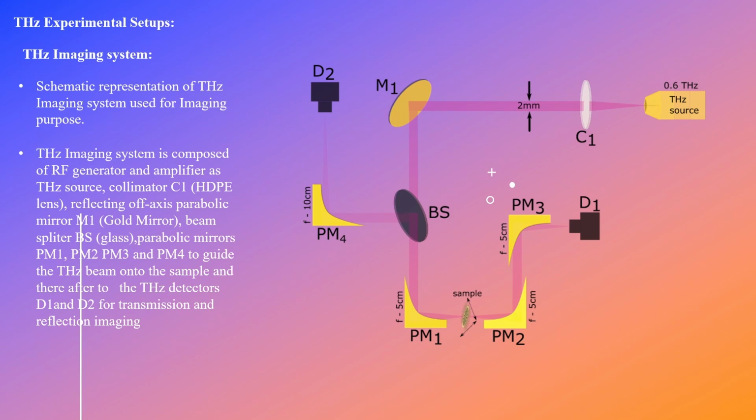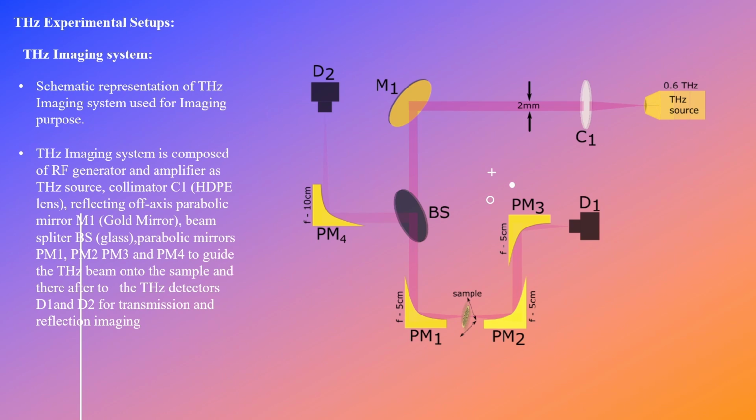Now let's see some of the terahertz experimental setups that we use in our laboratory. The first one is the terahertz imaging system. What you see here is the schematic representation of it, where the terahertz imaging system is composed of an RF generator and amplifier as a terahertz source, which emits 0.6 terahertz and also 0.3 terahertz. The beam is passed through a collimating lens, some gold mirrors, a beam splitter, and also parabolic mirrors to guide the beam.